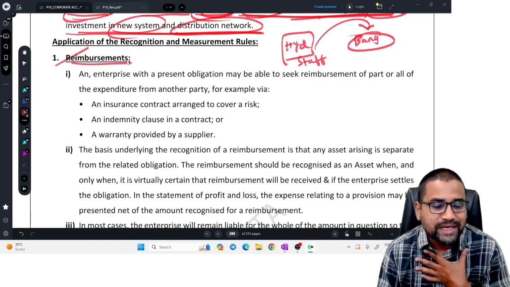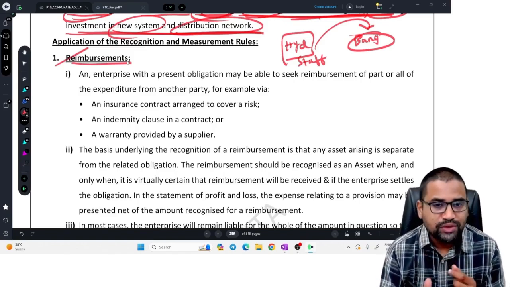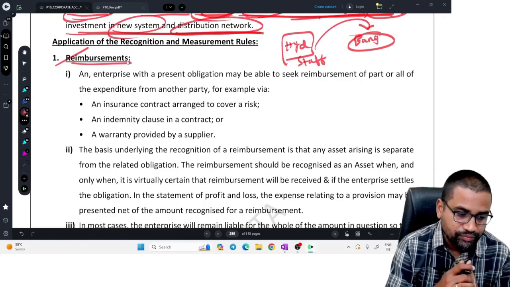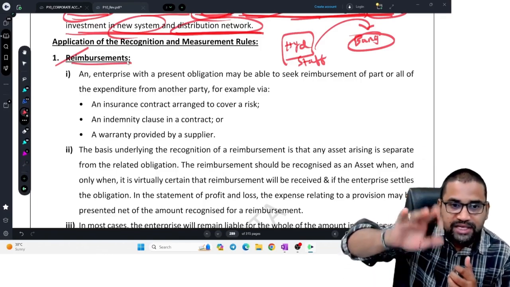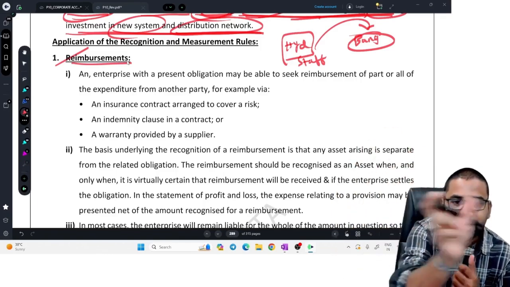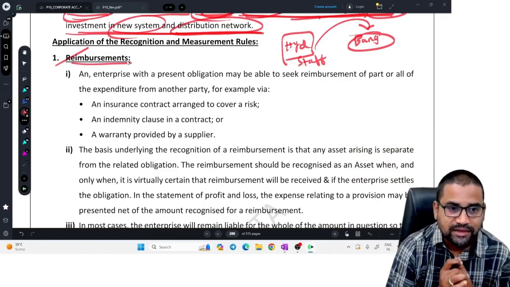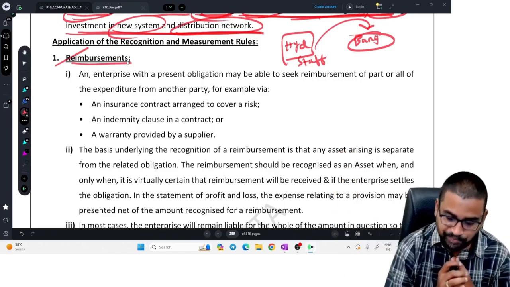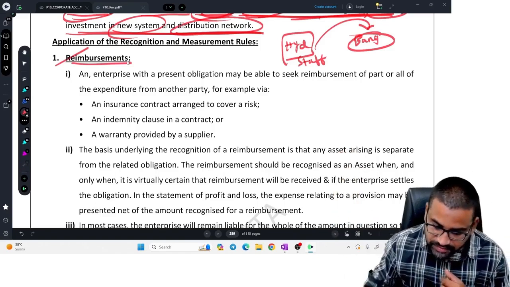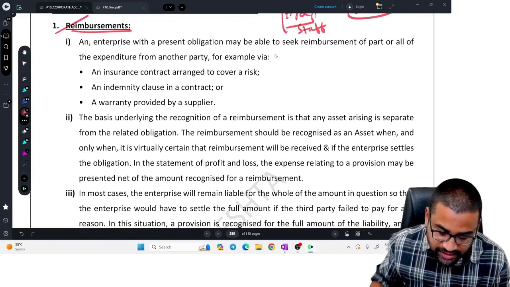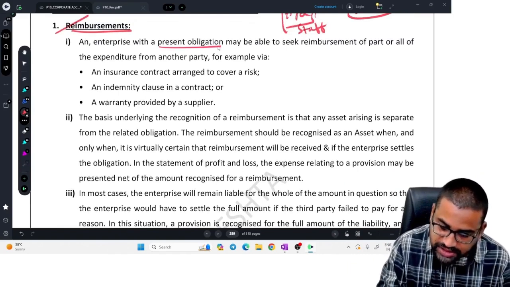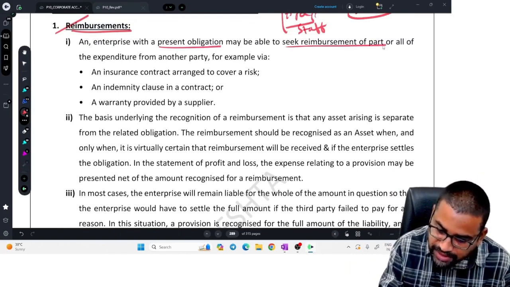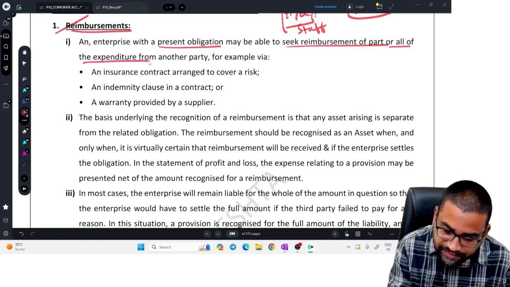So this reimbursement is like an asset for us. So what we will do is recognize it separately in the balance sheet. Provision we will recognize separately, reimbursement we will recognize separately. Ultimately this reimbursement is for this provision only. So the standard says, see here, an enterprise with a present obligation may be able to seek reimbursement of part or all of the expenditure from another party.